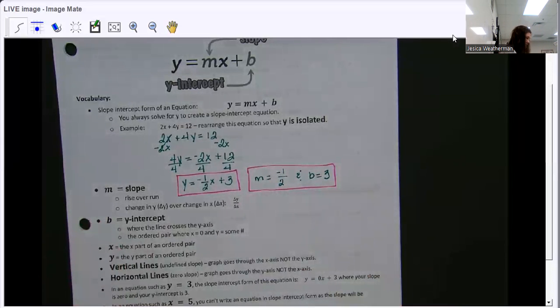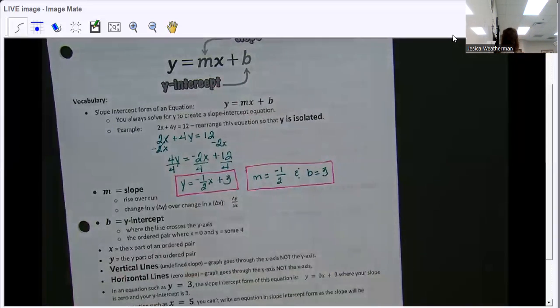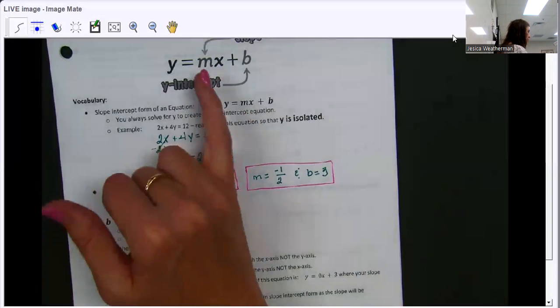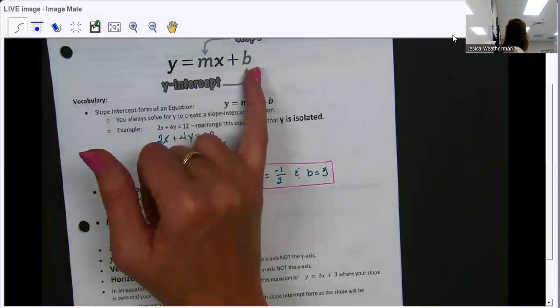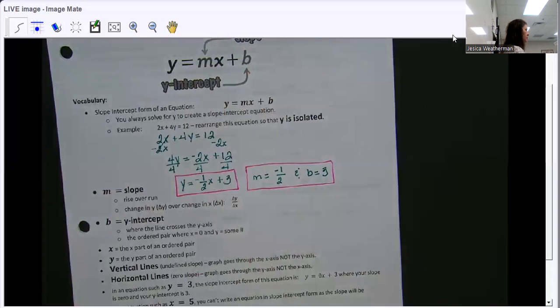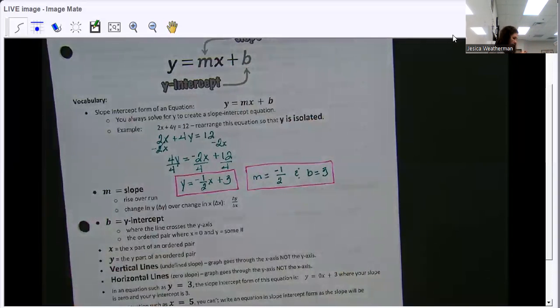Okay, I'm going to go over a little bit more of the vocabulary. In this equation up here, the x and the y represent an ordered pair on your graph. So say that you knew the slope and you had an ordered pair, but you didn't know your y-intercept, you could always plug in all those numbers to figure out your y-intercept. So x and y are just an ordered pair on a graph.